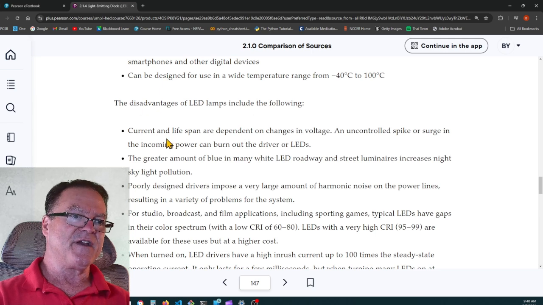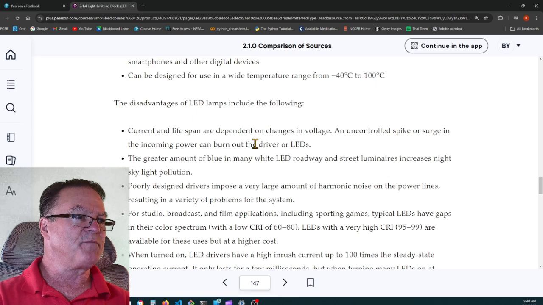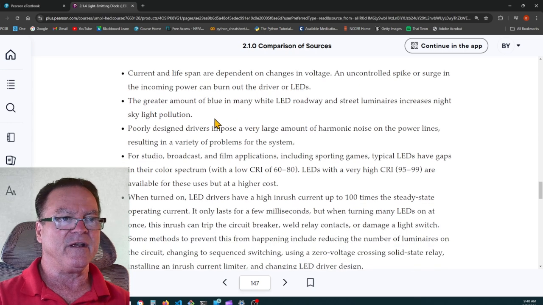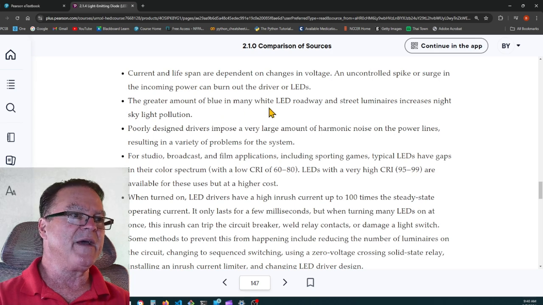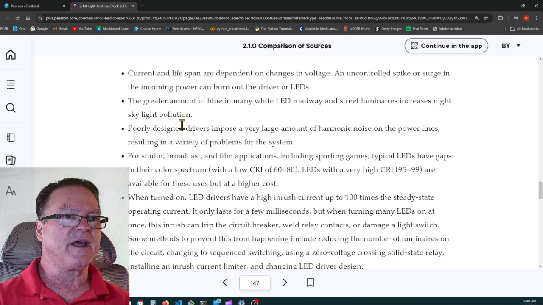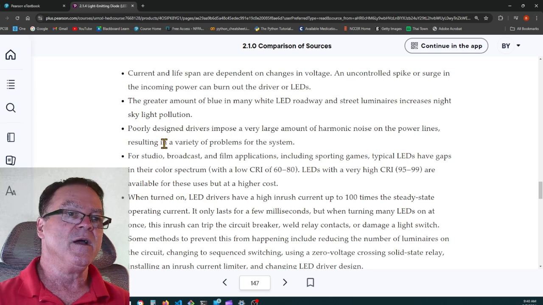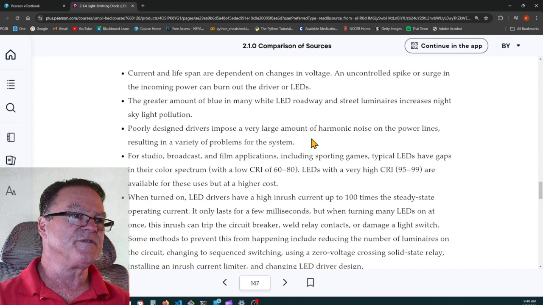The disadvantages: the current and lifespan are dependent on changes in voltage. An uncontrolled spike or surge in the incoming power can burn out a driver or an LED. The greater amount of blue in many white LEDs, roadways, and street luminaires increases sky light pollution. Poorly designed drivers impose a very large amount of harmonic noise on a power line.